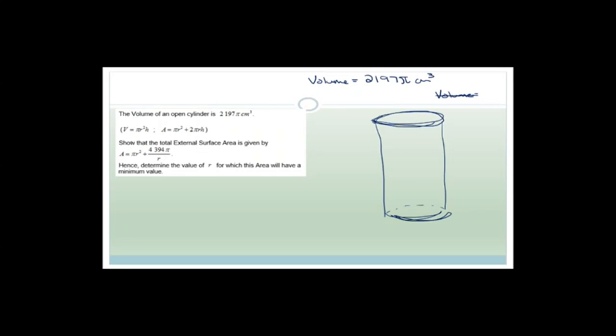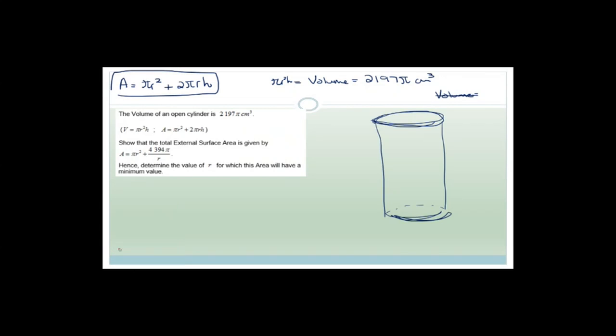We also know that volume is equal to pi r squared h. They've told us it's pi r squared h, okay? They also tell us that the area is pi r squared plus 2 pi r h, okay? They've said the area, the general equation for this is pi r squared plus 2 pi r h. That is the general equation for the area.